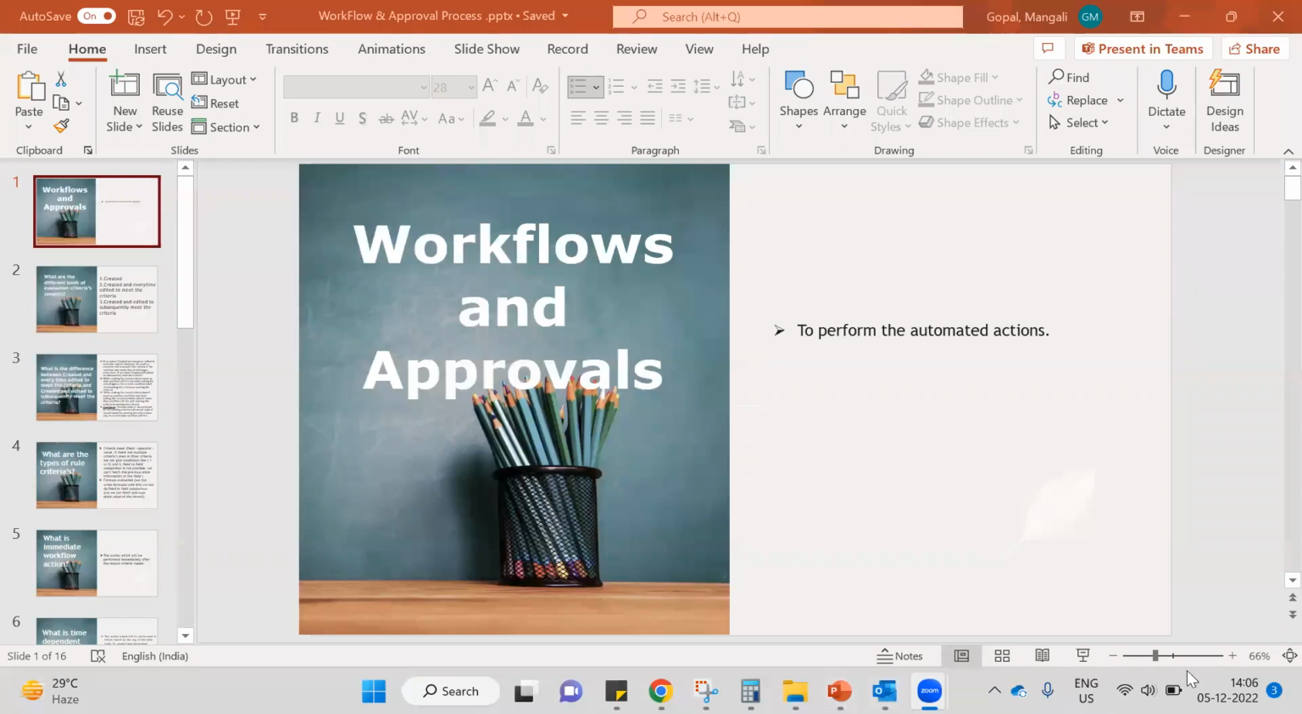Hi everyone, good afternoon. Like in previous classes, we discussed some of the interview questions and scenario based questions. Today we are going to discuss workflows and approval process scenario based questions. So let me show you something.